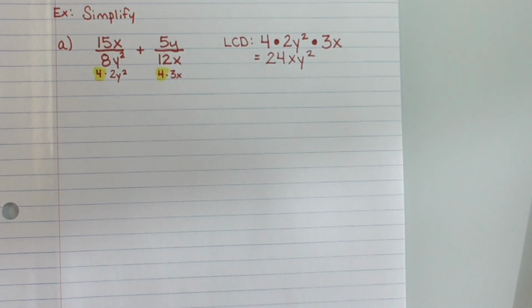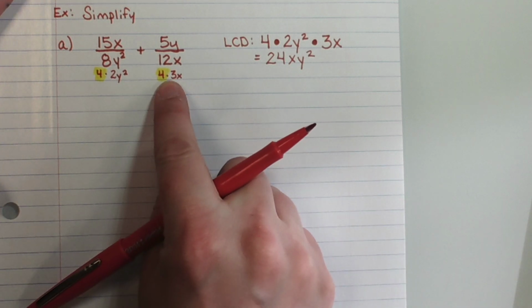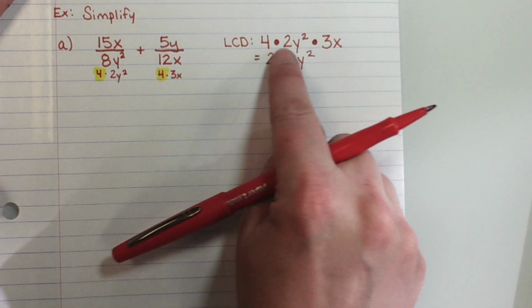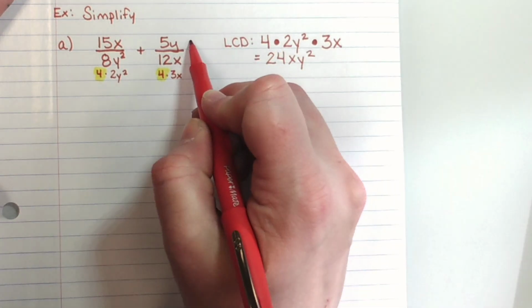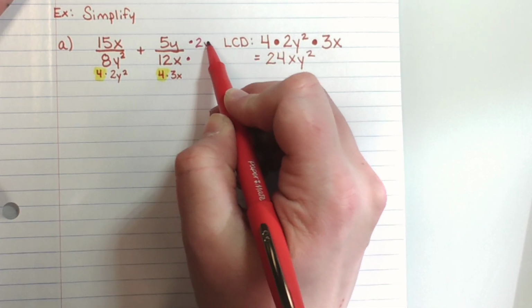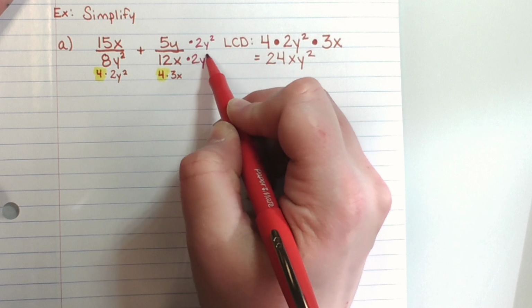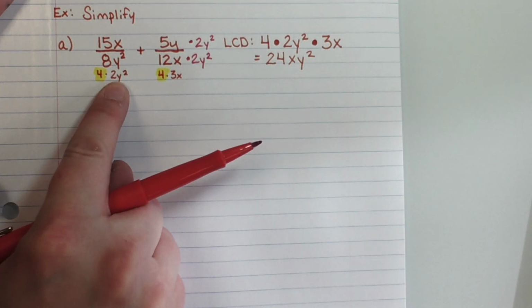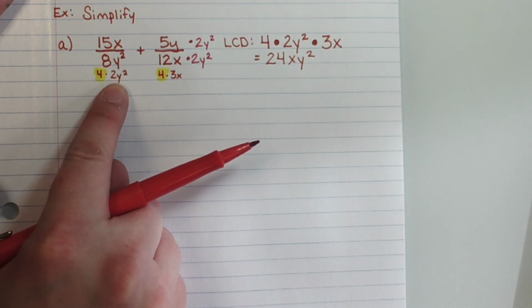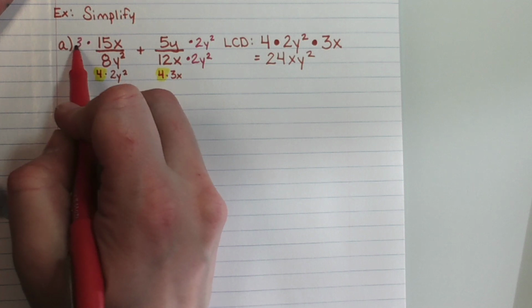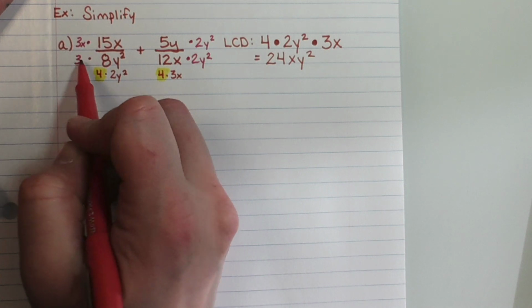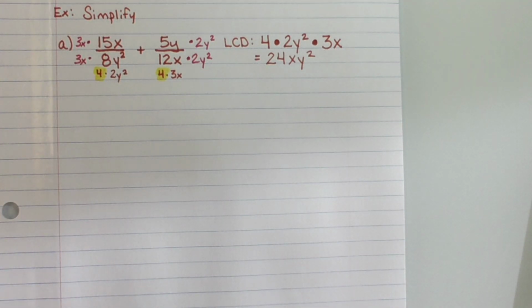How do we get it? Multiply the top and the bottom of the fractions by the piece they're missing. This one's got the 4 and the 3x. What part of this is it missing? The 2y squared. This one's got the 4 and the 2y squared. What part is it missing? That's what you multiply on both top and bottom. We did a little bit of this yesterday.